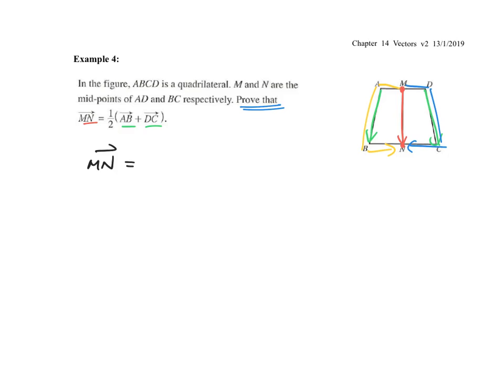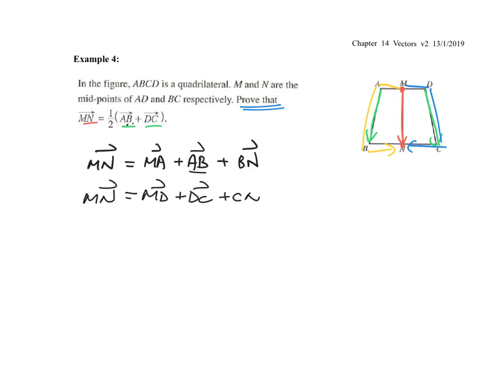MN vector can be written as MA vector plus AB vector plus BN vector. It seems to be no use, but you can see AB vector pop up in my answer. Similarly, we can also have MN vector equal to MD, and then DC, and finally CN vector. Again, it's good to have DC vector here, because DC vector is something we want. But how can I combine them together?